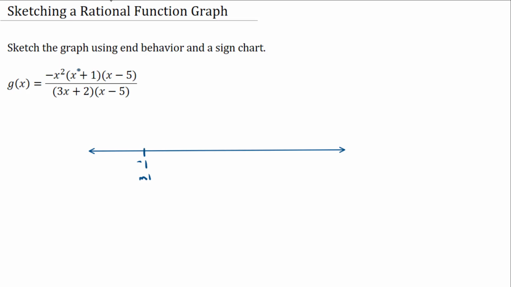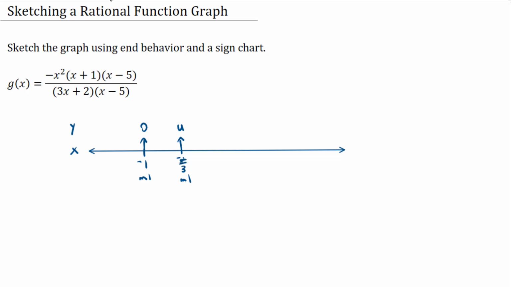And if x is negative 1 and we plug it in, it makes the numerator 0, which makes the whole fraction equal to 0. So for the x value of negative 1, the output y is 0. Then we've got negative 2/3 is next, and its multiplicity is 1. Now, if we plug in negative 2/3, that's going to make the denominator 0, which means the whole function is undefined. So I'll just put a u there. And we'll need to investigate what happens near that particular critical value.